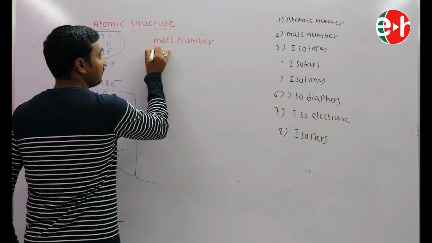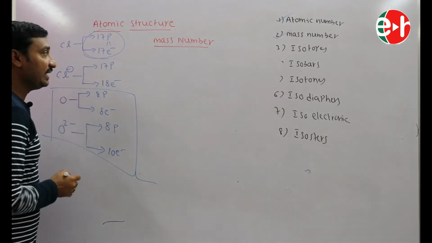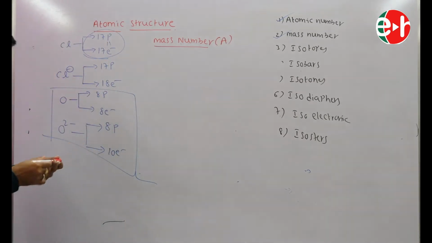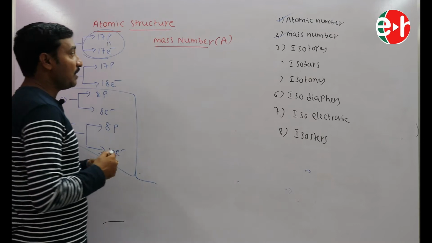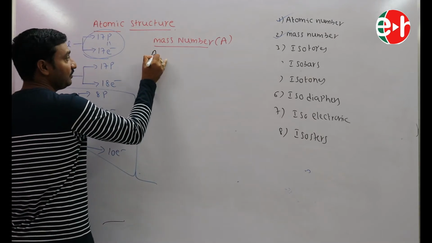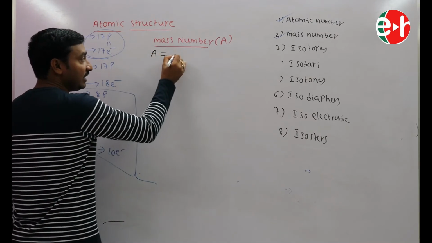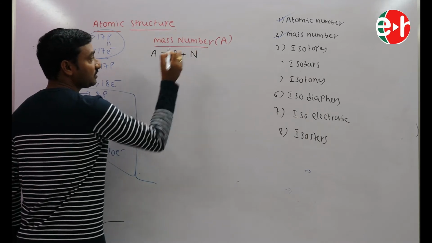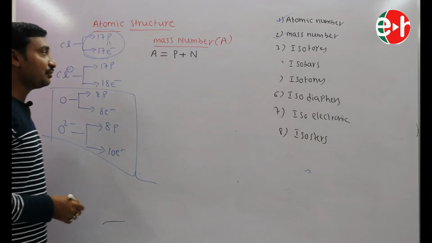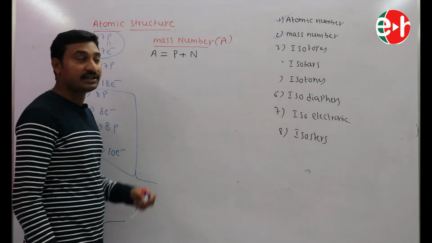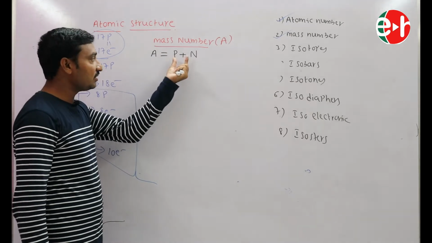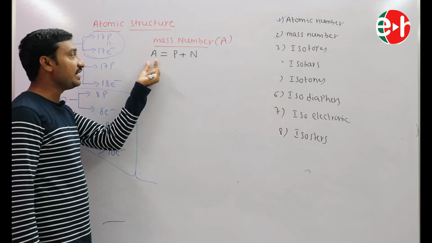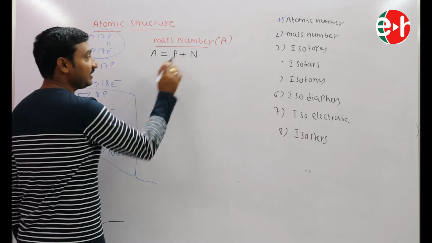Mass number is denoted by A. Mass number A is the sum of the number of protons plus the number of neutrons in a nucleus. We know the nucleus contains protons and neutrons, and the sum of protons and neutrons is equal to the mass number. A is equal to P plus N.